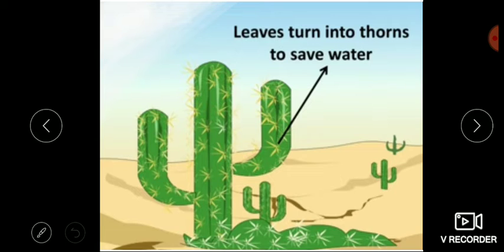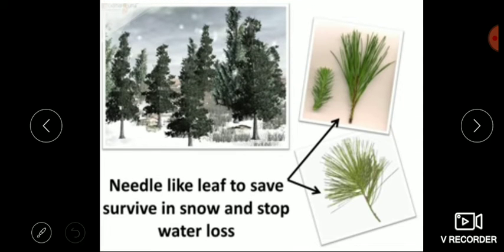You can see here the picture of cactus. Cactus lives in desert, and cactus stores water for many days. Leaves turn into thorns to save water. In some plants such as cactus, the stem is flattened and green. Such a stem manufactures food for the plant in the absence of leaves. Needle-like leaves help survive in snow and stop water loss.